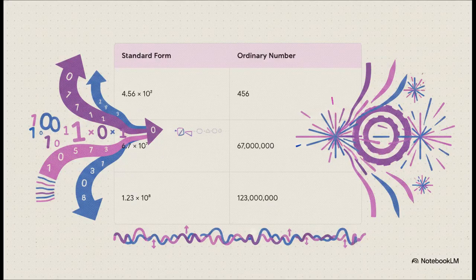Looking at this direct translation, you can instantly see the utility. You can see how 4.56 times 10 to the power of 2 effortlessly unpacks into the ordinary number 456. Or check out the next one. 6.7 times 10 to the 7th power is exactly the same as 67 million. It is an incredibly efficient shorthand for scaling numbers way up or way down.